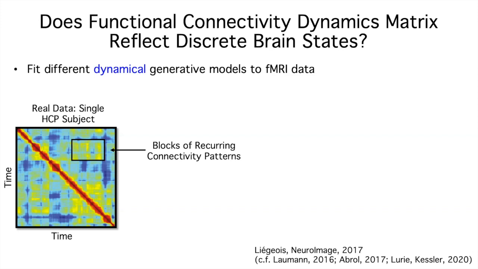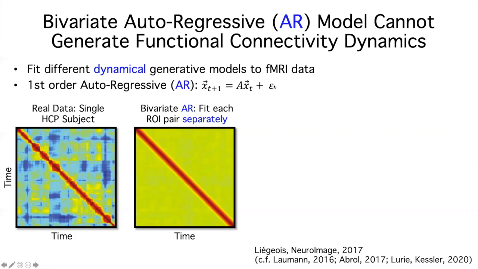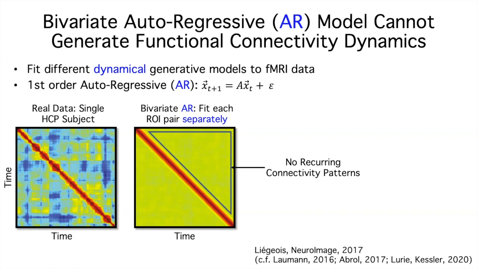To answer this question, we can fit different generative models to the fMRI data and check which models can reproduce the observed dynamics. A simple generative model is the first order autoregressive model. The idea is that the fMRI data at time point t+1 is a linear combination of the fMRI data at time point t, plus some noise. Previous work has fitted bivariate autoregressive models, which means that each pair of brain regions is fitted independently. If you do that, you get very flat functional connectivity dynamics, where there are no recurring connectivity patterns.